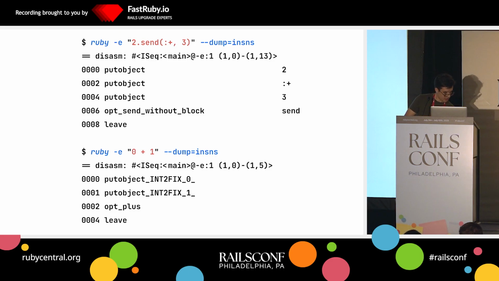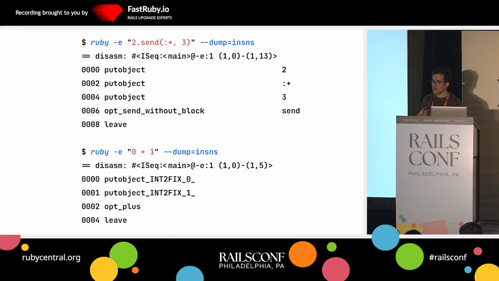The first expression has more instructions, and the instructions all have arguments, while in the second one, for example, we don't use putobject for 0 and 1. We have putobject_INT2FIX_0 and putobject_INT2FIX_1. These are instructions specifically designed to put 1 and 0 on the stack. Instead of using send, Ruby uses the opt_plus instruction.